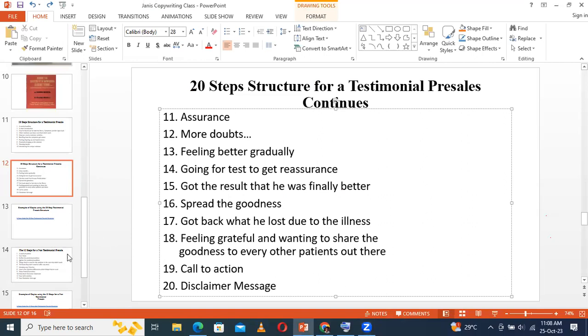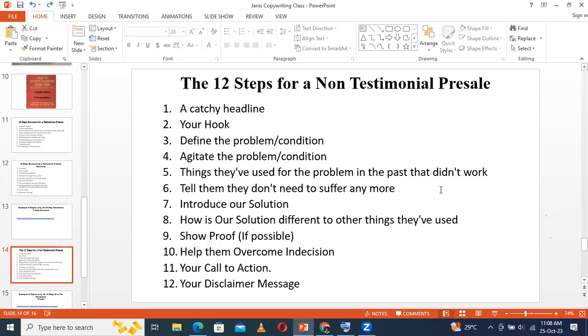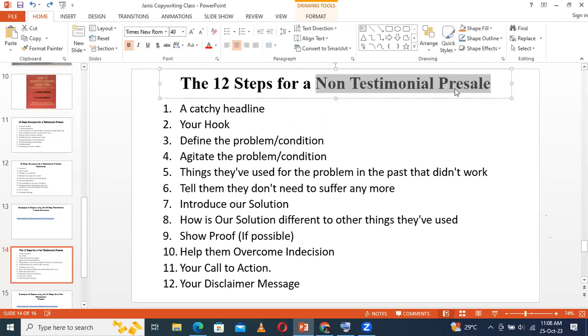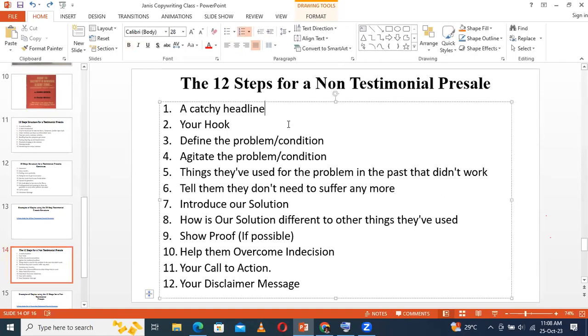The next pre-sale structure I'm going to be teaching you is how to write non-testimonial pre-sales, as the headline says here. It's just a 12-step structure. It's not as long as the testimonial one, but I think for this, you actually need to carry out more research because it is not testimonial based. So I wrote one here. I've not put it on my landing page yet, so it's still in Google Doc format. I'll be able to break it down for you guys.